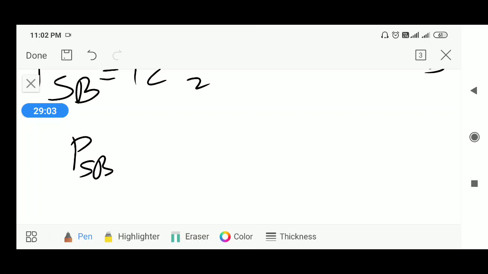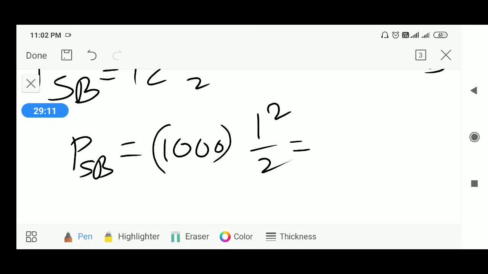So total sideband power is equal to Pc. What is Pc? Pc value is 1000. M square, what is the m value? 1 square by 2. That is 1000 into 1 by 2, 1000 by 2, that gives 500 watts. And each upper sideband power is the same as the lower sideband, that is half of the total sideband power.